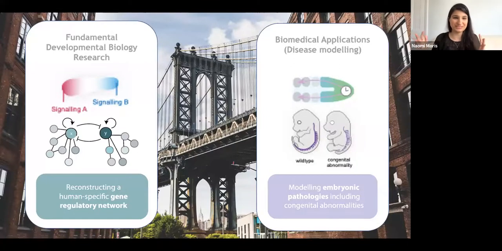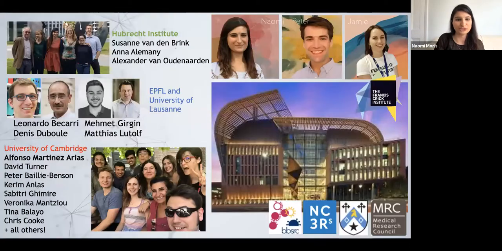And so really, I want to suggest that these gastruloids are useful both in fundamental developmental biology, but also towards slightly more applied systems, so disease modeling approaches.